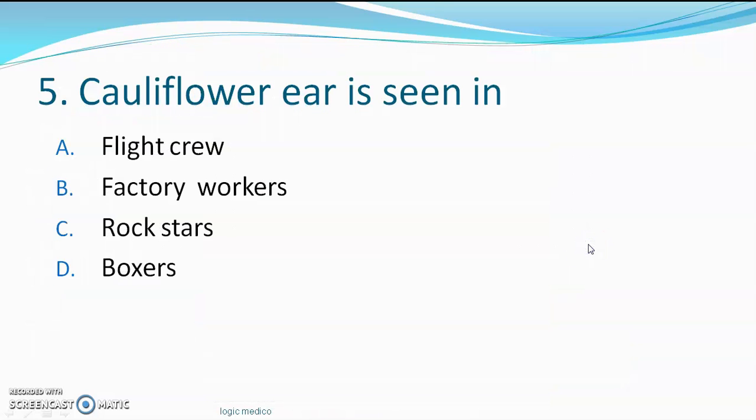Okay. Next, cauliflower ear is seen in, interesting question, flight crew, factory workers, rock stars, boxers. Where do you see cauliflower ear? Okay, time starts now. Your time is almost up. It is usually seen in boxers. Okay, so in boxers we see cauliflower ear.